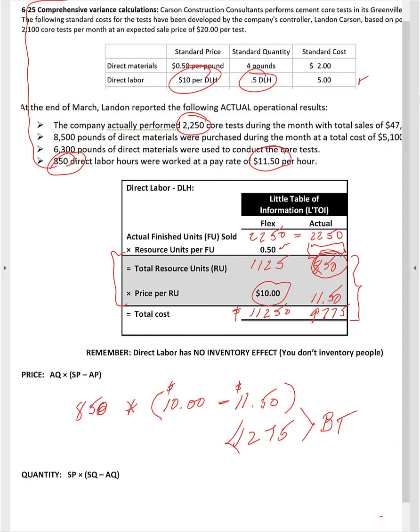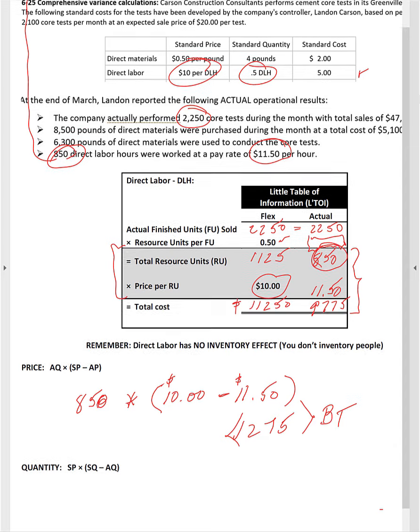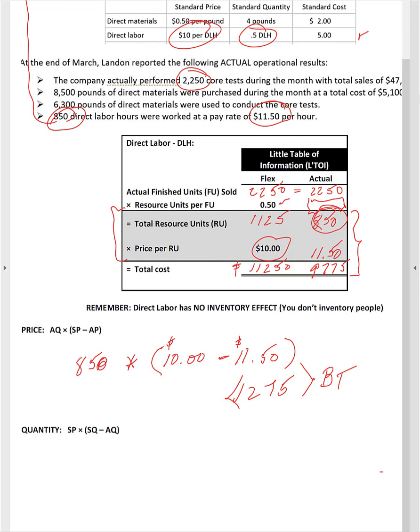Bad thing. Okay, so at that point we can go in and do the quantity variance. We know it's the standard price, the $10, times our standard quantity, 1125, subtract the actual quantity, 850. This is going to be a good thing, right? Because we used less than expected. And so that comes in at 2750, and that's a good thing.